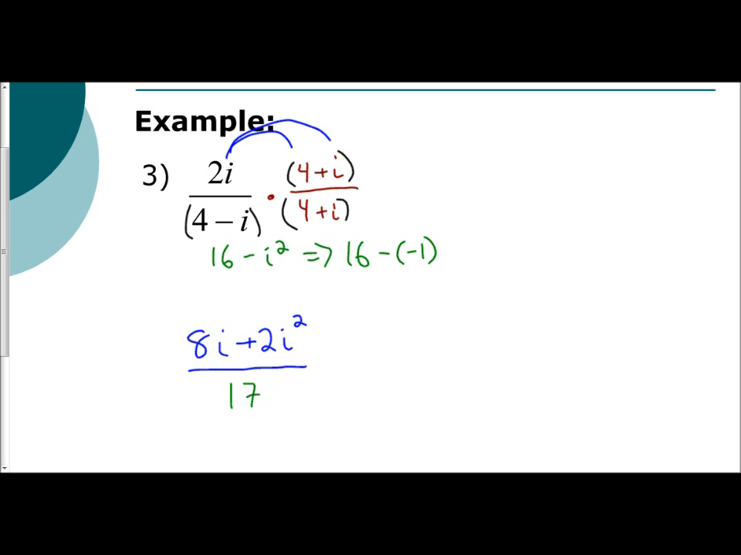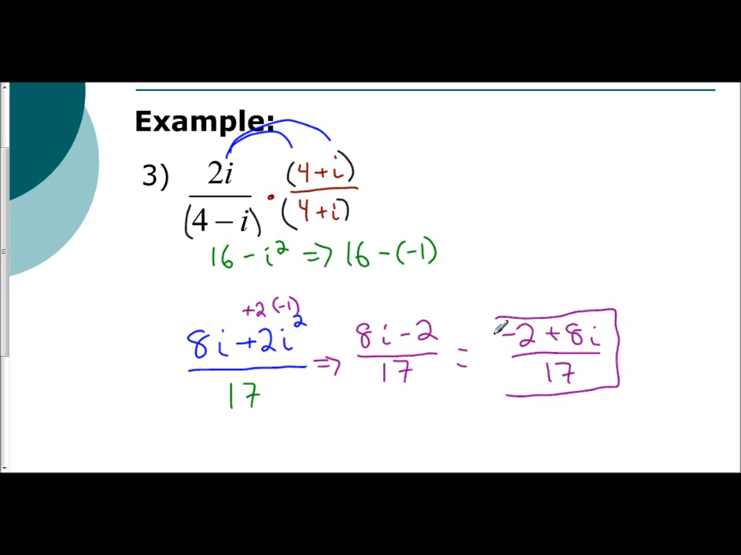And we just simplify. We know i squared is negative 1 on the top. And so we have plus 2 times negative 1. So I have 8i minus 2 over 17, which if I write this again in the proper form, you get negative 2 plus 8i over 17, your real number first, and then your imaginary number. And so that's the answer.